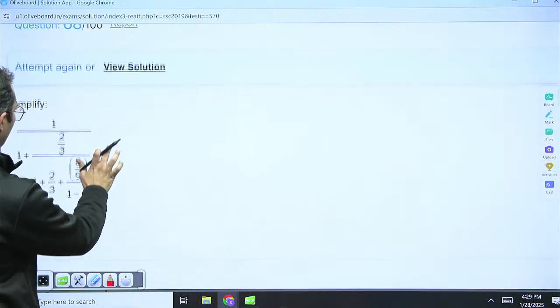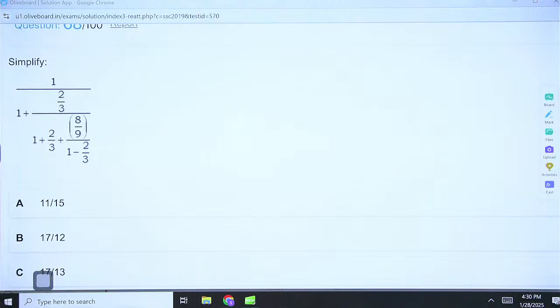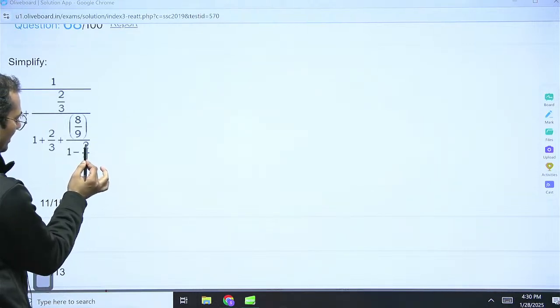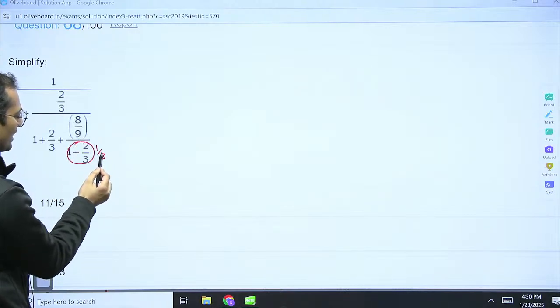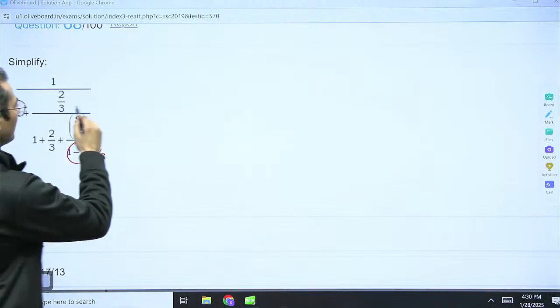When we have to solve a ladder type question, be careful. When we solve this, it will become 3 minus 2, so 1 upon 3. A fraction is divided by a fraction, so the denominator fraction will be reciprocated. So what will I get?